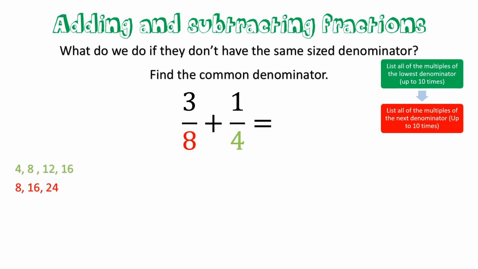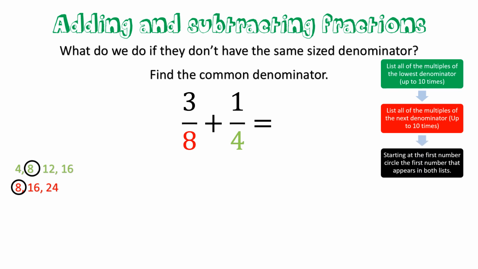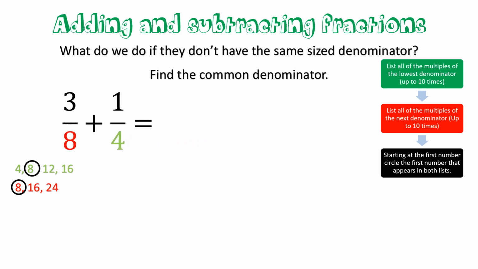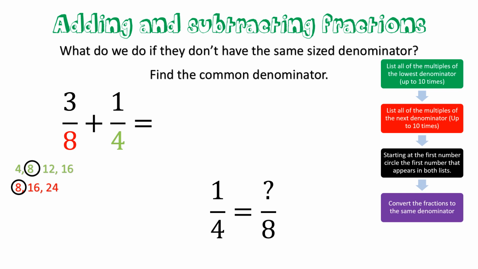Once you've done that, you are then going to look at both lists together and see which number appears first in both lists. So 4 doesn't appear in both lists, but 8 does appear in both lists. So 8 becomes our lowest common denominator. Once we've done that, we can move that to one side, and we can see that we only need to change one fraction to the equivalent fraction, and that's our quarters. So we're going to change 1/4 into something over 8.